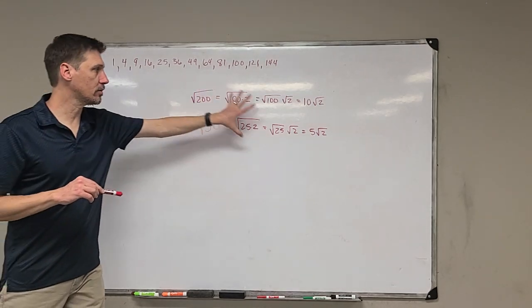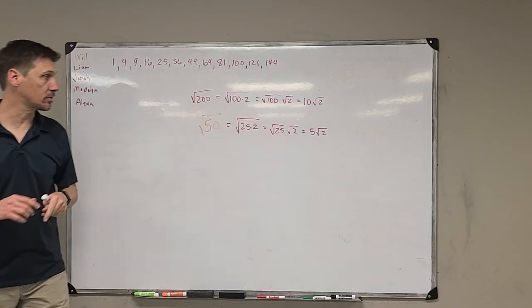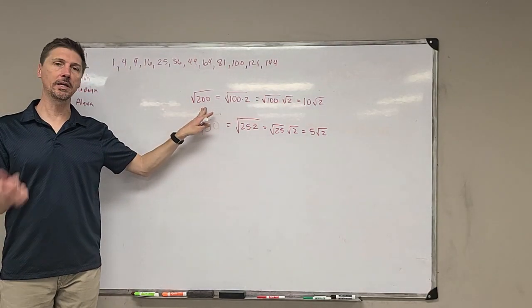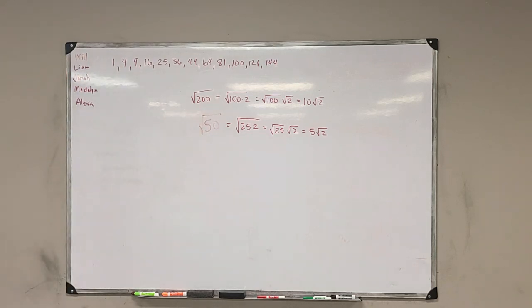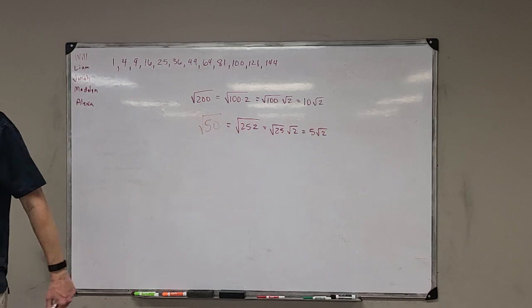Right now you can write it out in these pieces so that you follow all the pieces, but eventually you're just going to see this and immediately go, oh, this is 10 square root of 2, because I know there's a perfect square in there. All right.